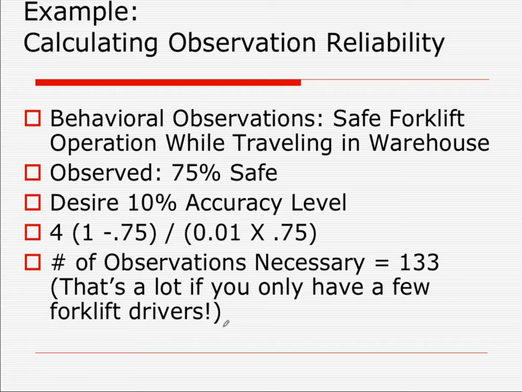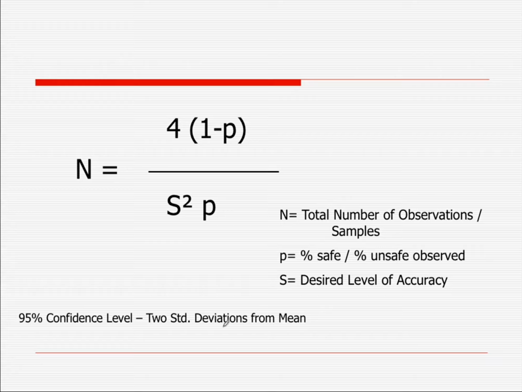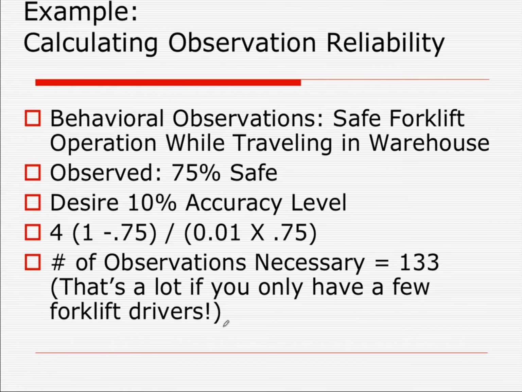That basically means 3 out of 4 people were operating the forklift safely while traveling in the warehouse. Let's say we would like to know that it's plus or minus 10%. That's the accuracy level that we're trying to get to. Well, if we plug that into the formula that was presented before, n equals 4 times the quantity 1 minus p, divided by s squared p, we plug that in, the third bullet down, you will see that's what it would look like. 4 times 1 minus 0.75 divided by 0.01.